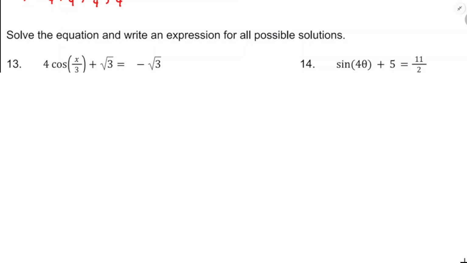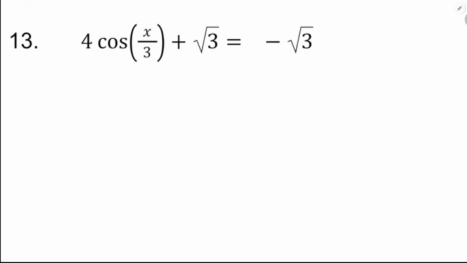So now we are going to solve some equations and write expressions for all possible solutions. That's the general solution. So this first one is 4 cosine of x divided by 3. So we're going to have a multiple argument in here as well. I was wondering when that was going to come up. Plus the square root of 3 equals negative root 3.